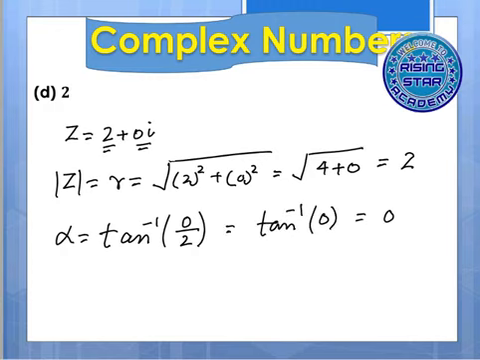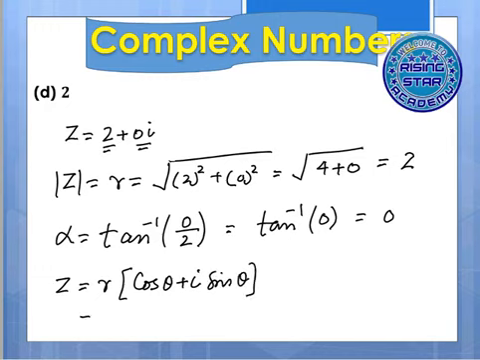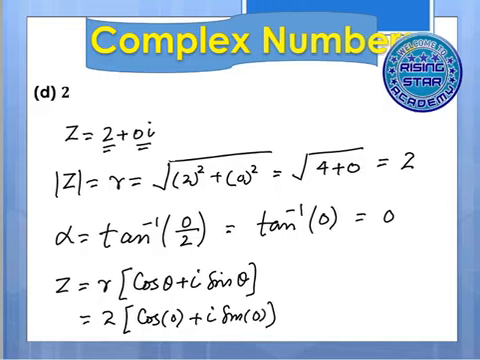So our final answer, z equals r times cos of theta plus iota sine of theta. We will put in the values, that would become 2 times cos of 0 plus iota times sine of 0. So that would be our final answer in polar form.